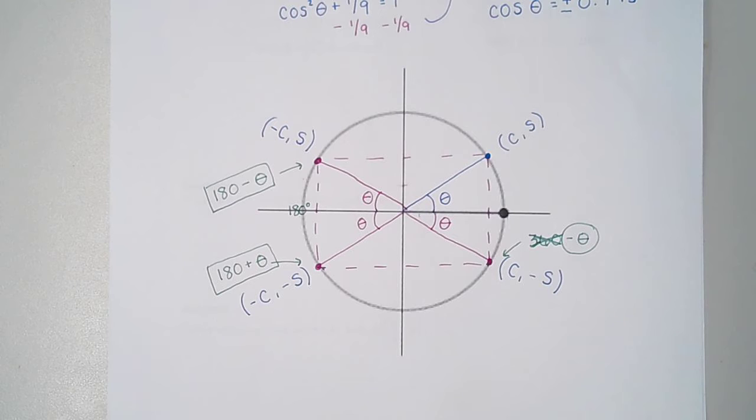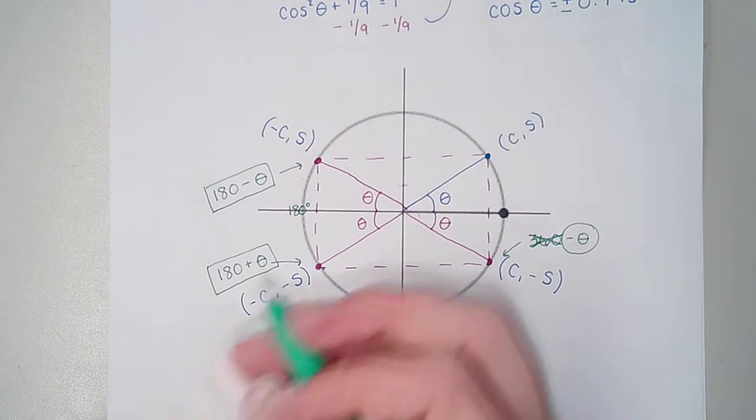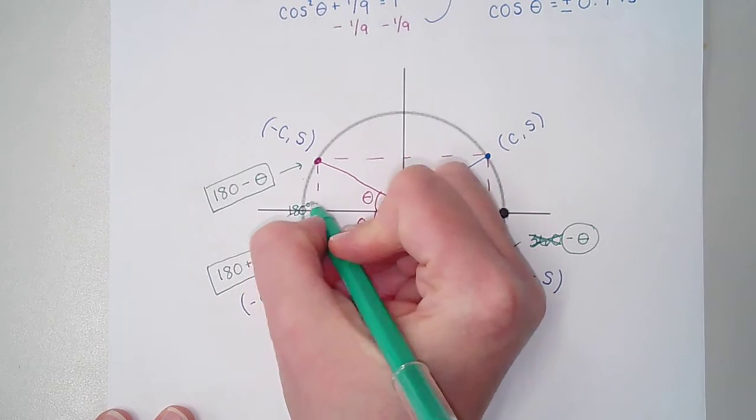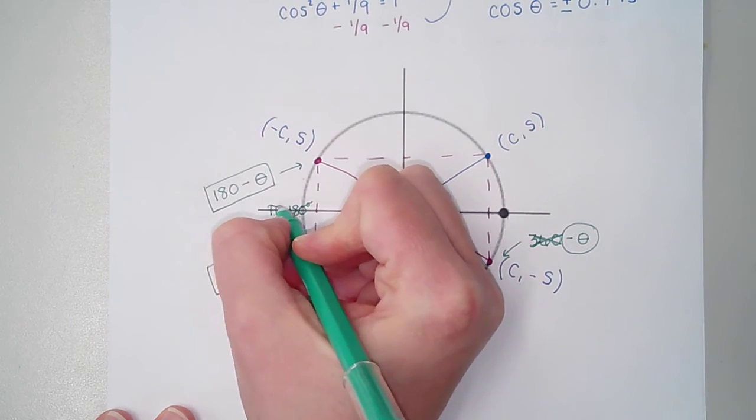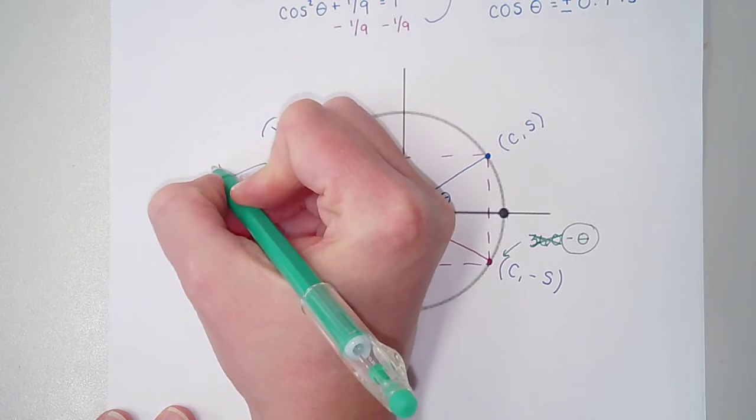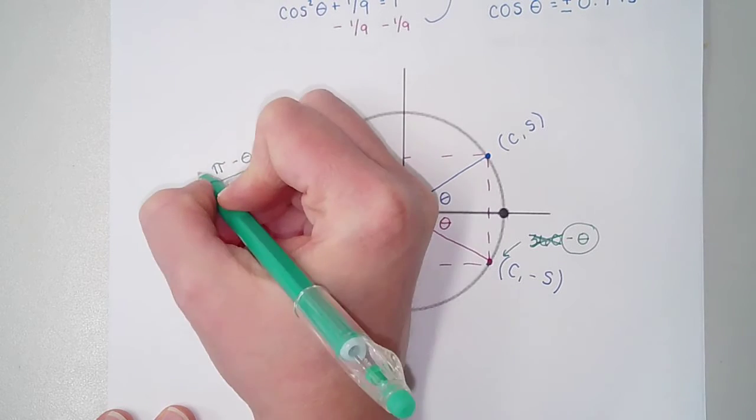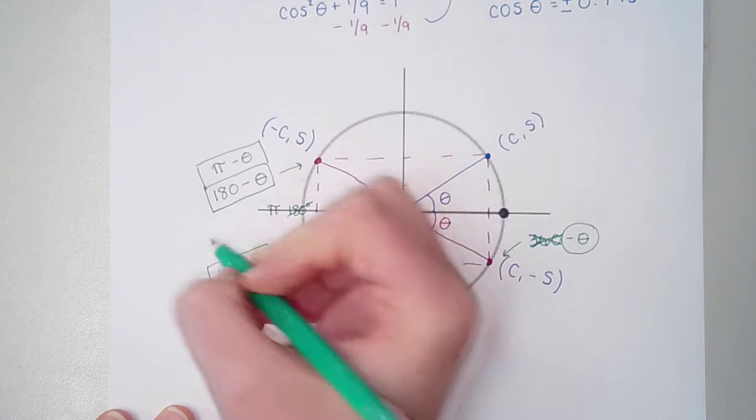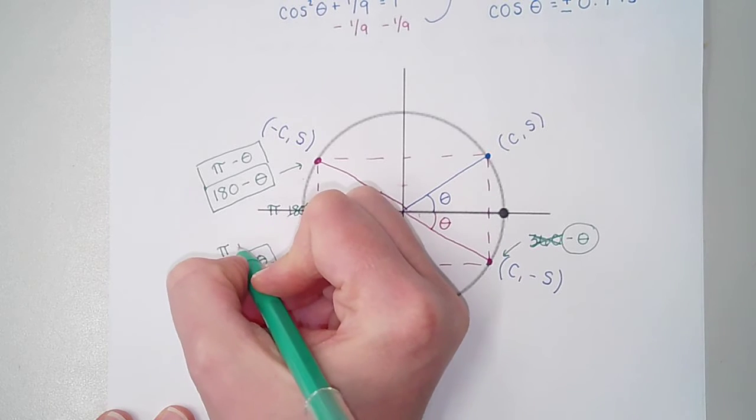Now, of course, I'm not always going to be easy on you and use degrees, right? A lot of the times we're going to be talking about this in radians. In radians, the only thing that really changes is instead of 180, we call this pi. So we can call this pi minus theta and pi plus theta.